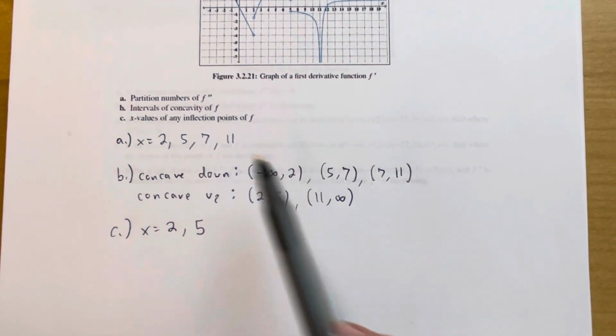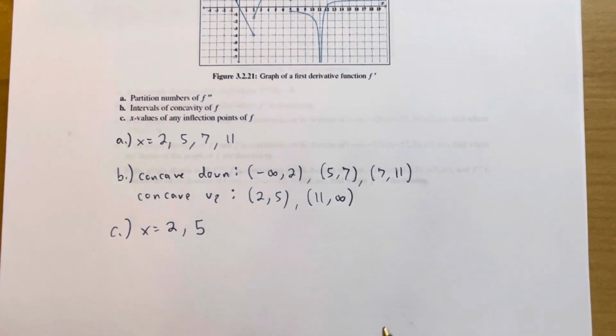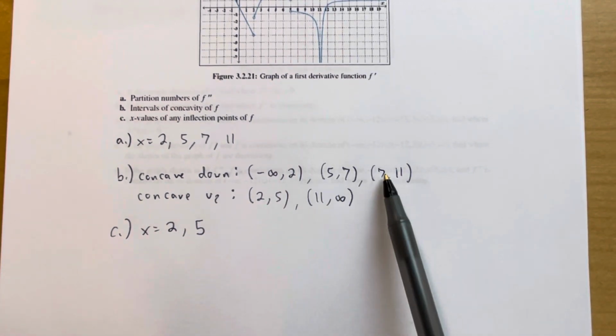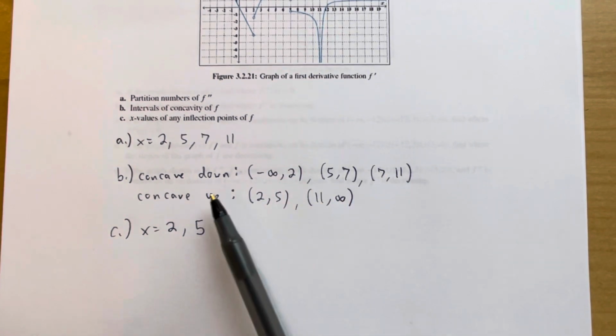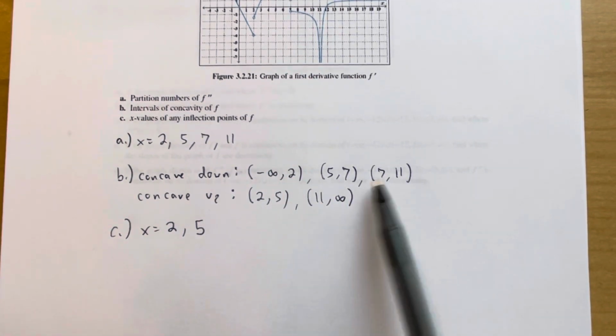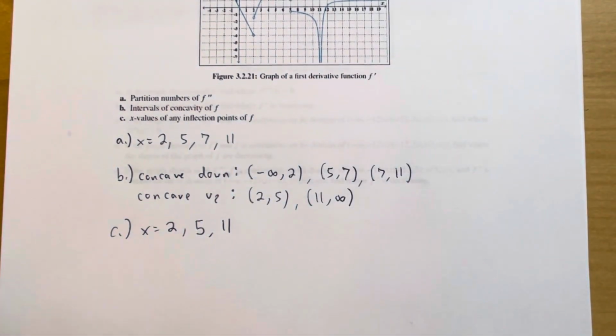We ruled out 7, but 11 is another place where we would have a point of inflection because when you go from the interval from 7 to 11, you're concave down, and from 11 to infinity, concave up. So as you pass through 11, there's a change in concavity happening there. Those would be the x values of all of my points of inflection for this function.